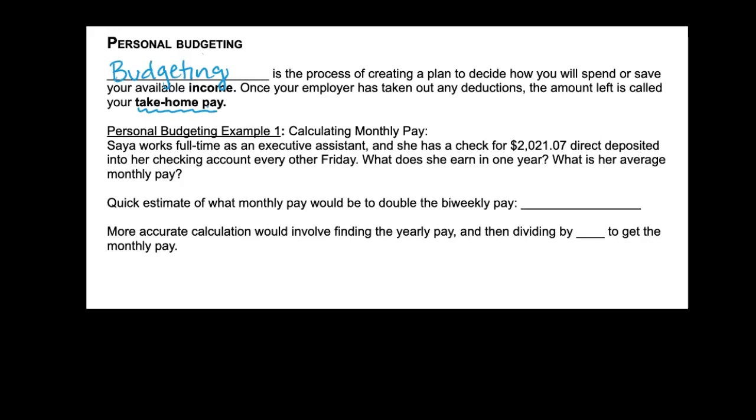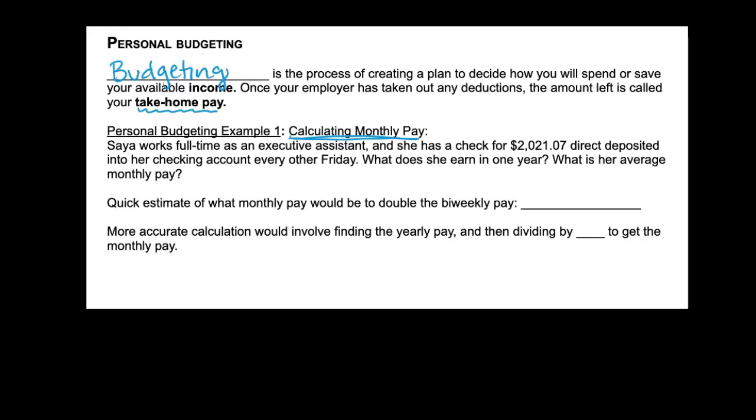So it's important to know the difference between your actual income versus what you're actually taking home, because you're going to develop your budget based on what you're taking home. So with example one, we're going to calculate monthly pay, because this can be helpful when making a budget.